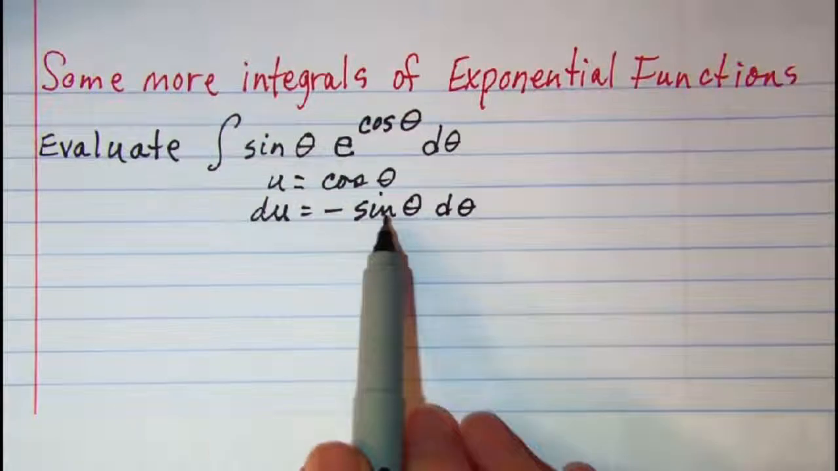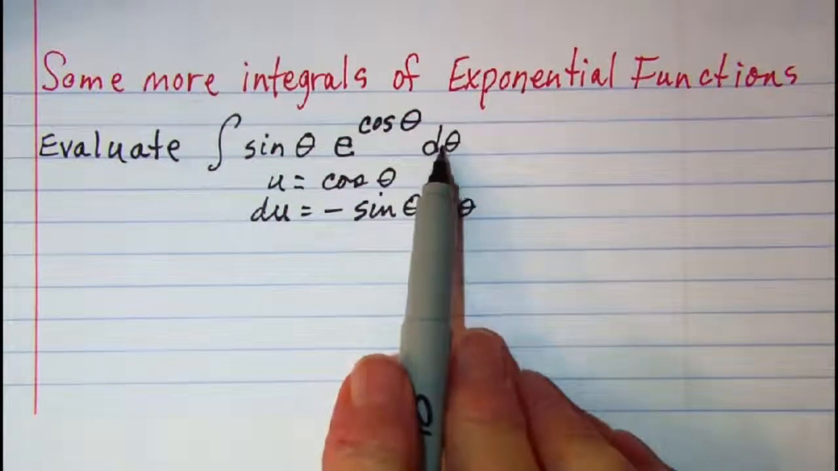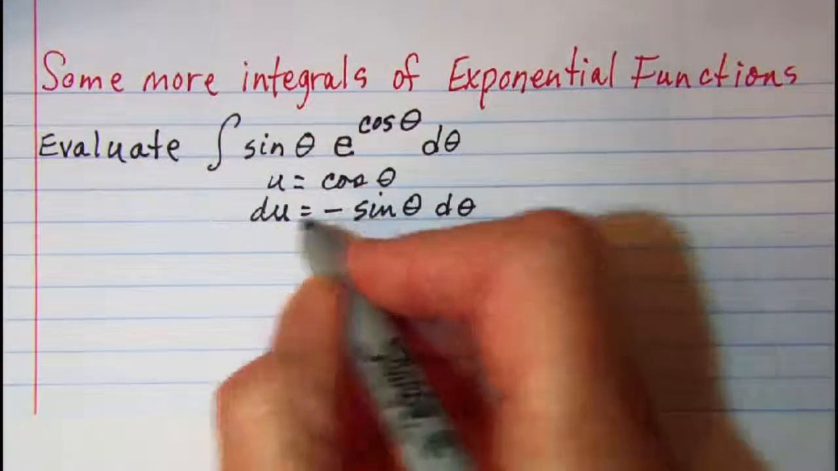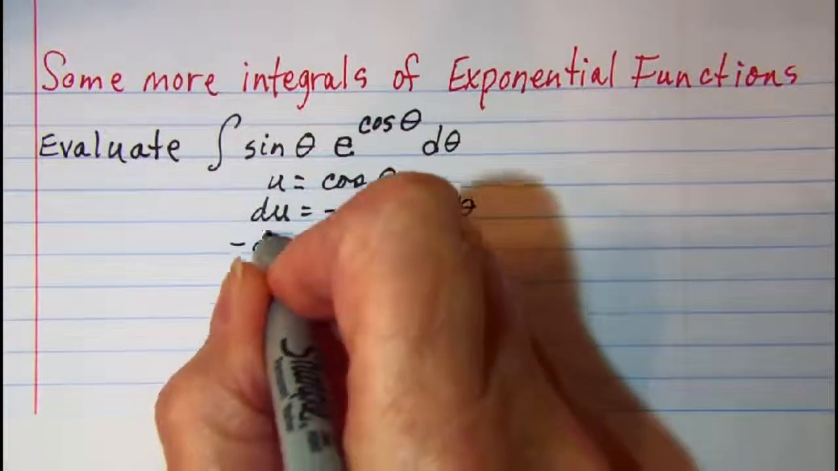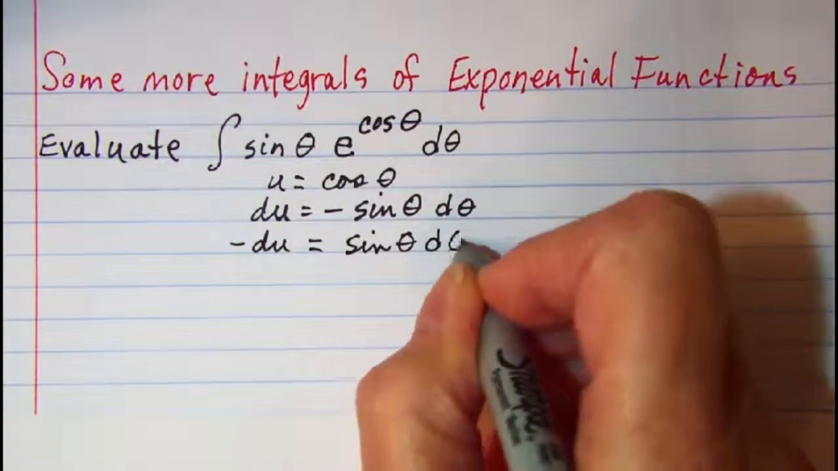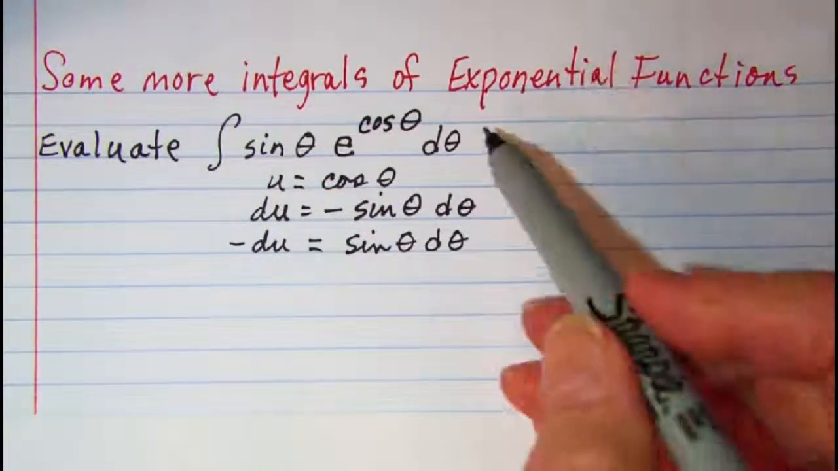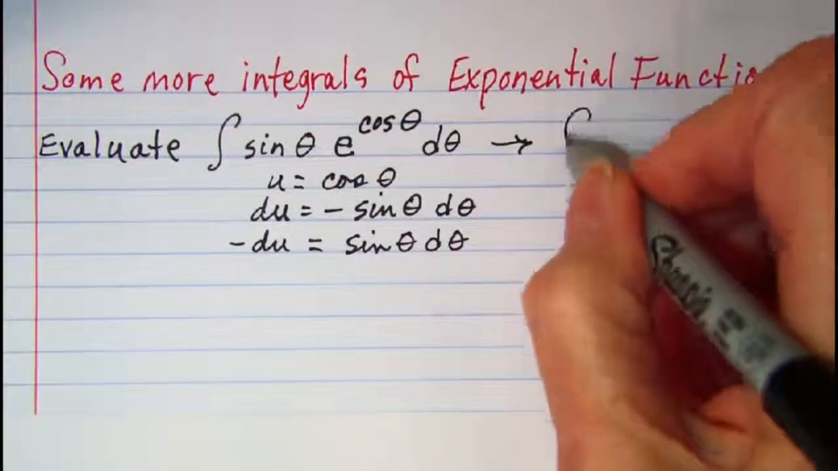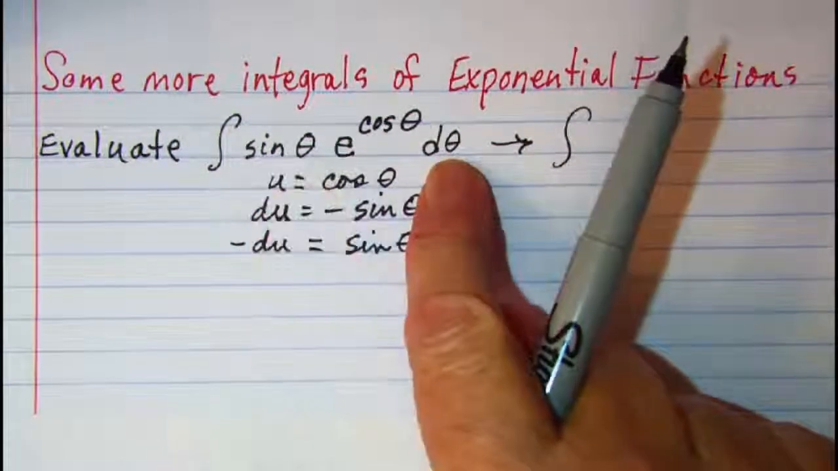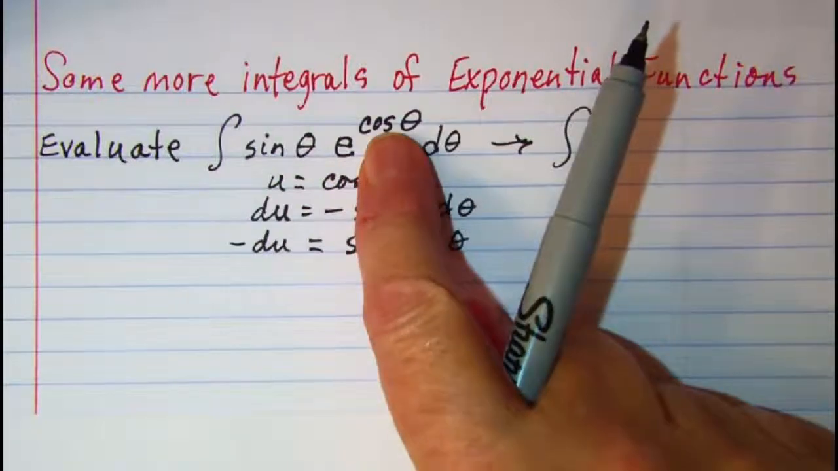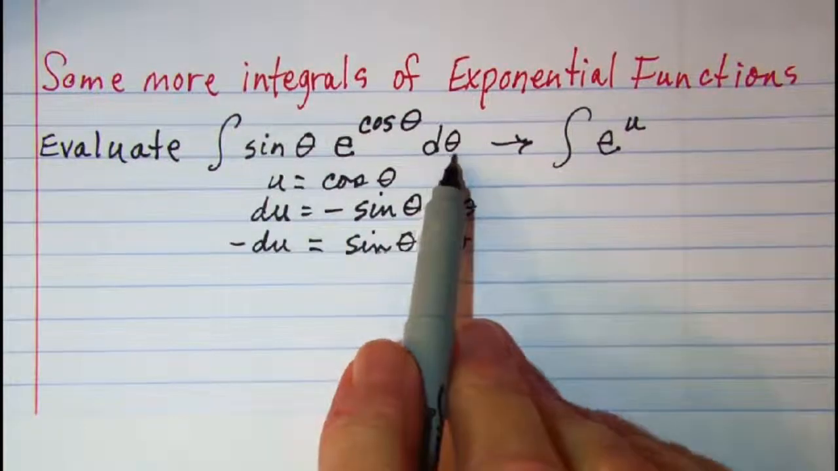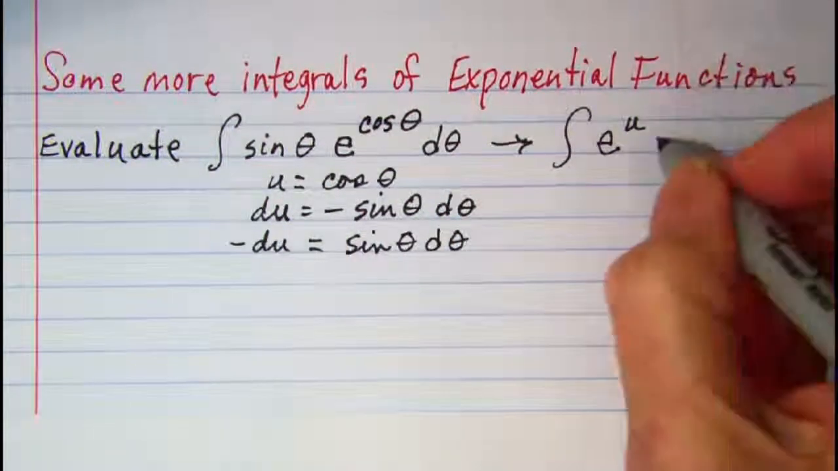So my problem has a sine theta and a d theta factor, and so I need to get this negative sign over onto the left side. So I'll divide both sides by -1, and I have a negative du is equal to sine theta d theta. Now if we do our substitution, this becomes the integral of e raised to the u, and then sine theta d theta I'll replace with a negative du.